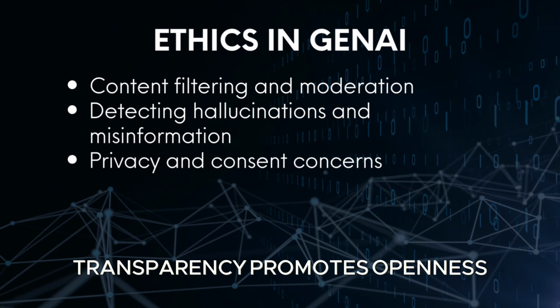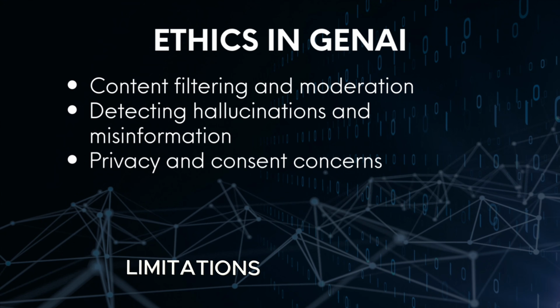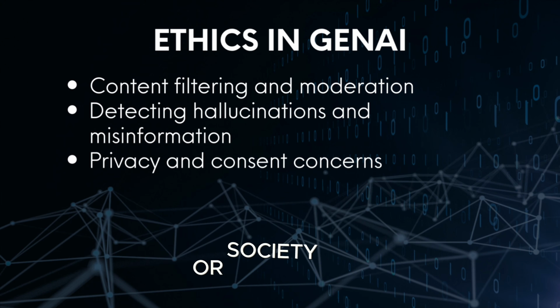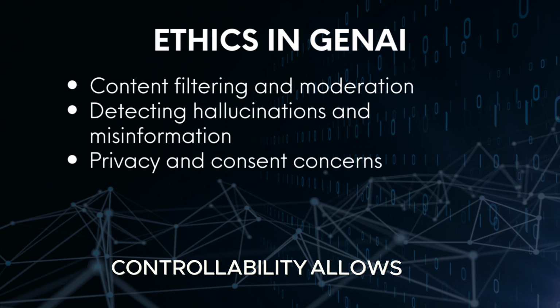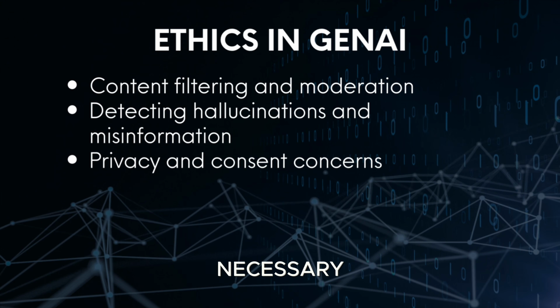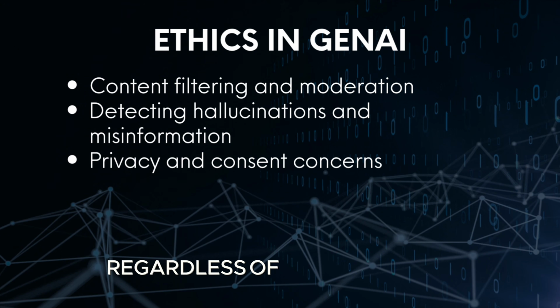Transparency promotes openness about AI capabilities, limitations, and potential risks. Safety ensures that AI systems don't cause unintended harm to users or society. And then controllability allows for human oversight and intervention in AI systems when necessary. But now let's take a look at these factors more closely. So fairness in AI ensures equitable treatment and outcomes for all users, regardless of demographics.